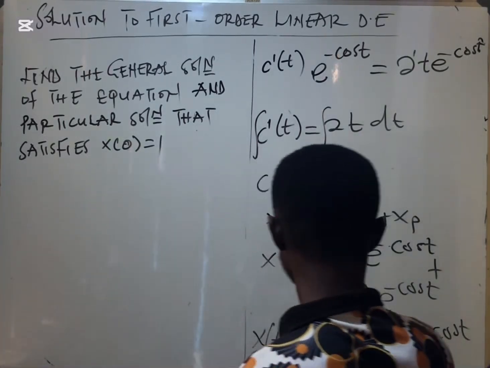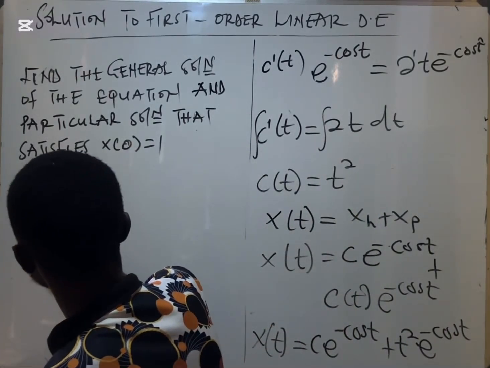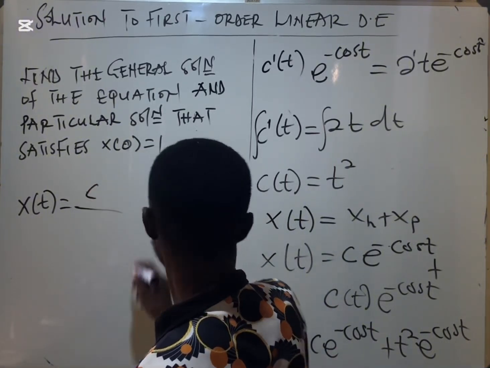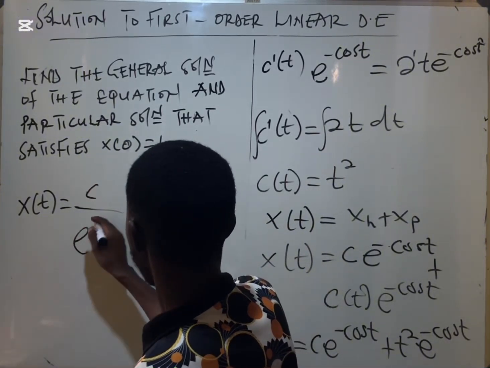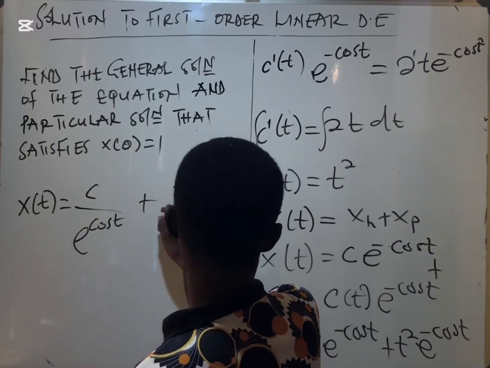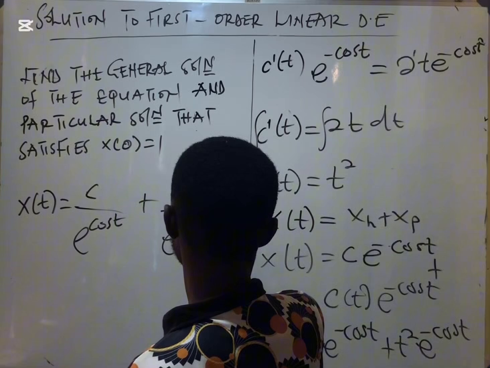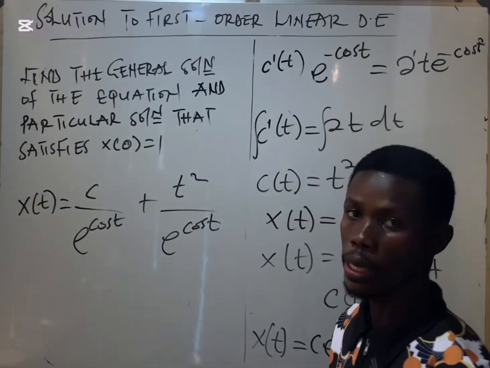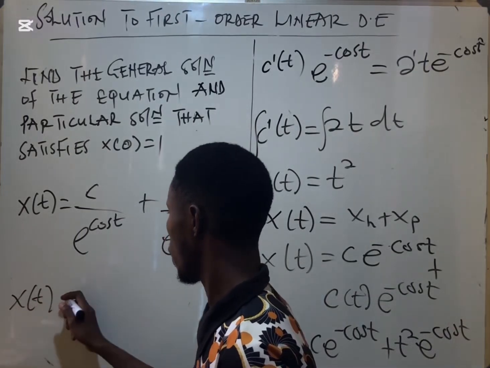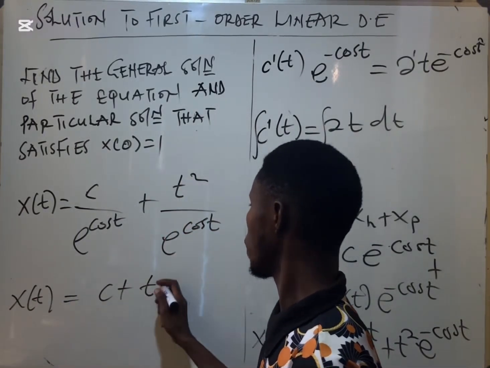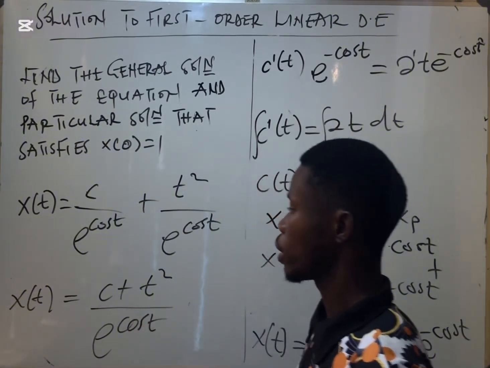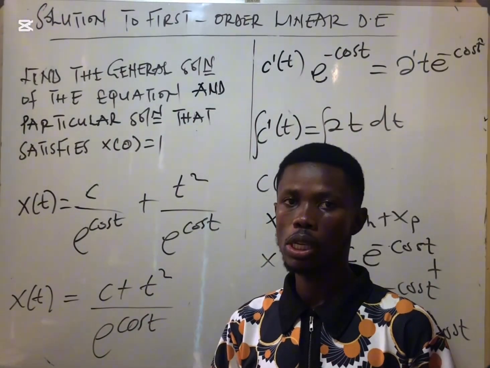So it means that our x of t can be written as c over e to the power cos t plus this one too can be written as t squared over e to the power cos t. You can have it like this. Now, since the denominators are the same, you can write this one as c plus t squared over e to the power cos t. So this becomes the general solution.